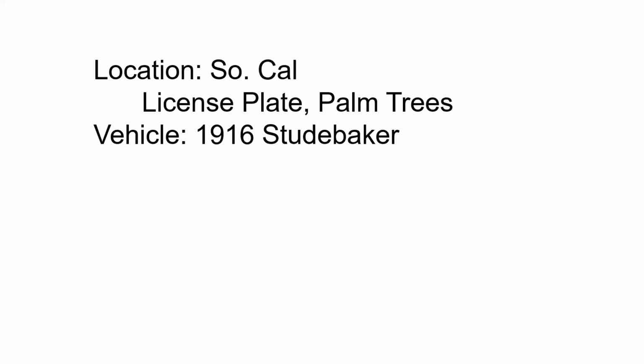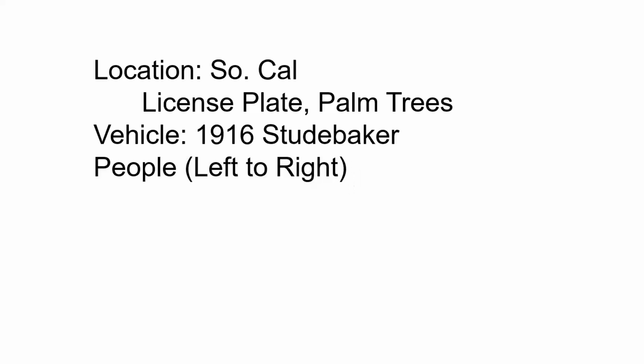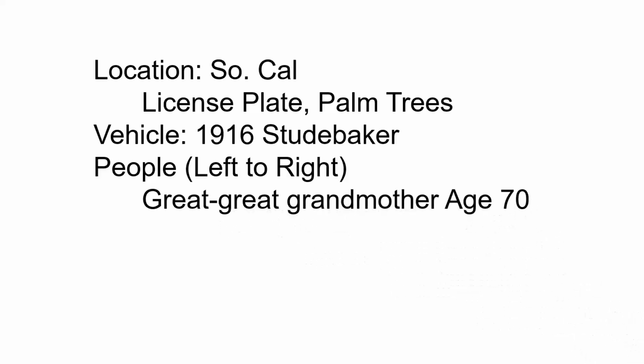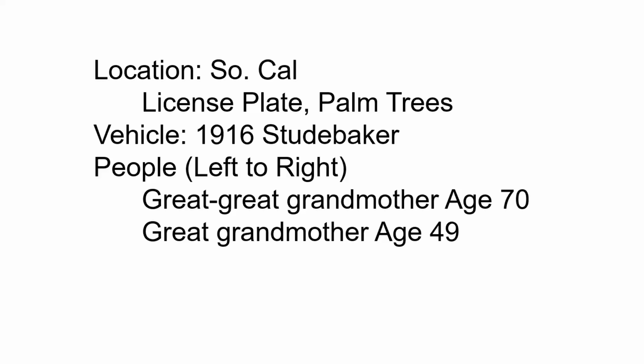So here's one of the things we found out. It was taken in Southern California. We tell that from the license plate and the palm trees. By looking online, it was identified as a 1916 Studebaker. So we know for a fact that it was taken a little bit after 1916. Based on the clothing styles and what album this picture was found in, I'm guessing that the people were my great-grandmother, probably around age 70, or my great-great-grandmother, around 49 or 50, and her second husband, who was much younger than her, at age 41.